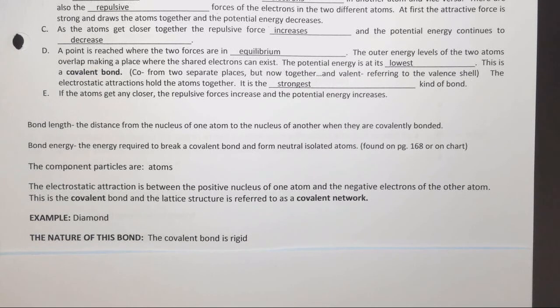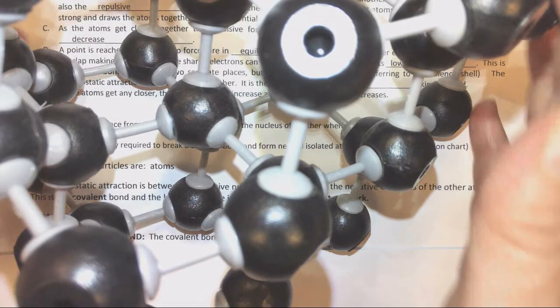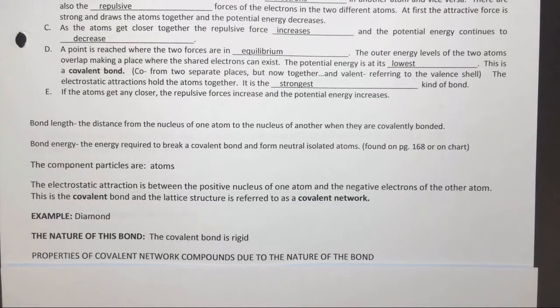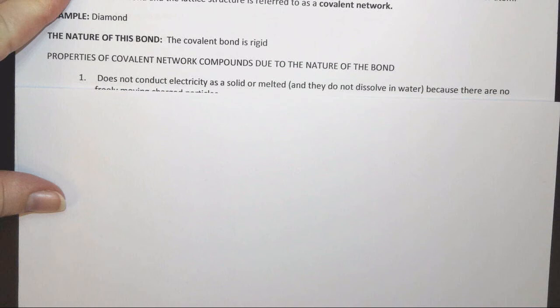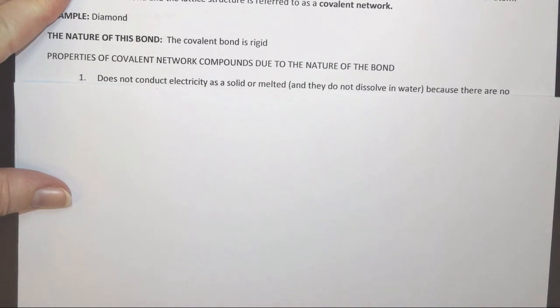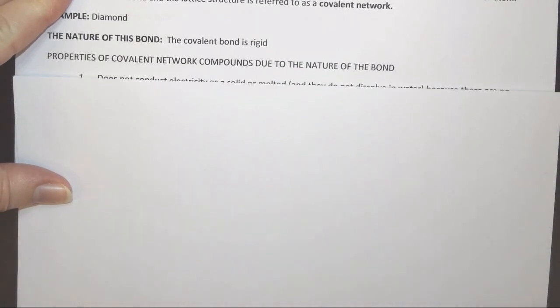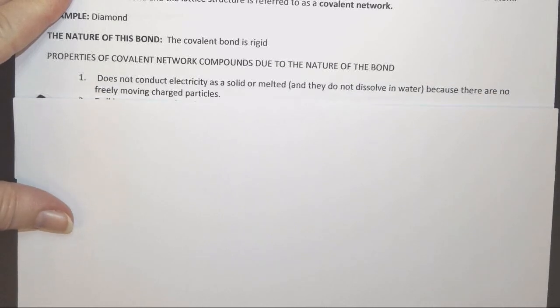The nature of this bond, it is a rigid bond, right? If I push on it, it doesn't bend. Okay, it's pretty rigid. And so what are the properties of this compound because of the nature of the bond? Because of the fact that it is rigid? Remember going back to that front page on your packet, we talked about being able to conduct electricity. To be able to conduct electricity, you have to have free moving charges. Does this have any charged particles that are able to freely move? No. So it does not conduct electricity as a solid.